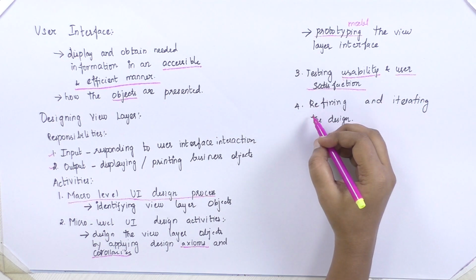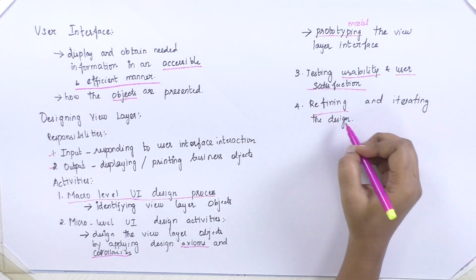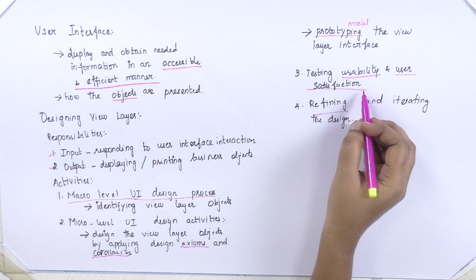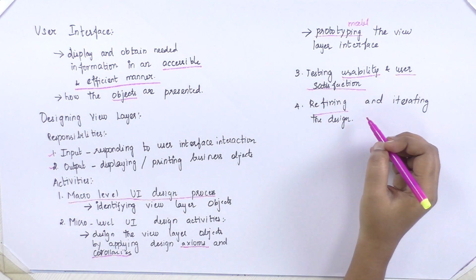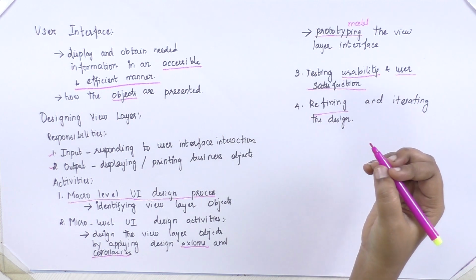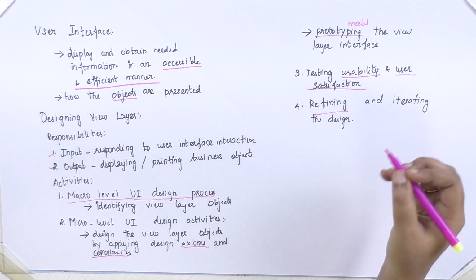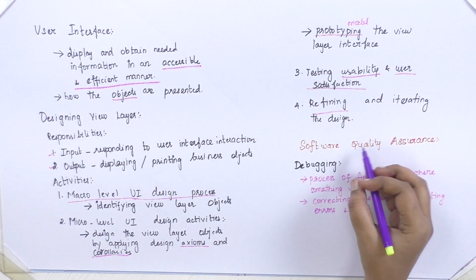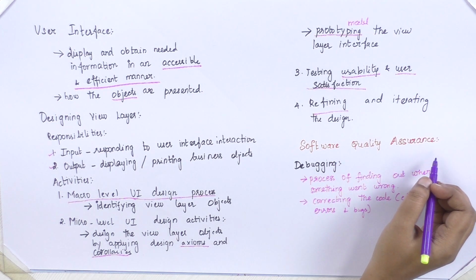The fourth step is we have to refine and iterate the design. From the first to the third step, you have to repeat the steps again and again so that good view layer objects are designed and a good user interface is developed. Next we are going to see about software quality assurance.